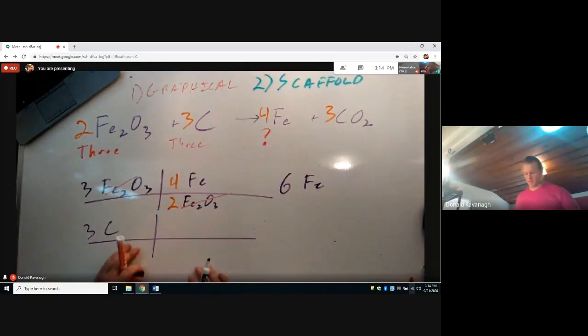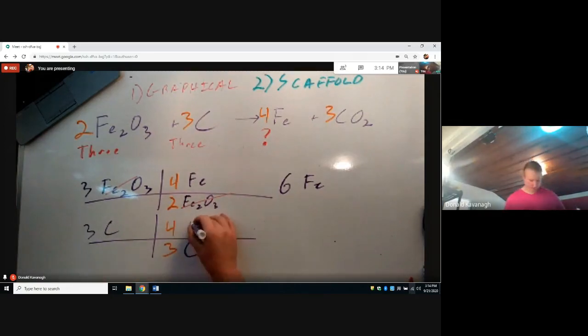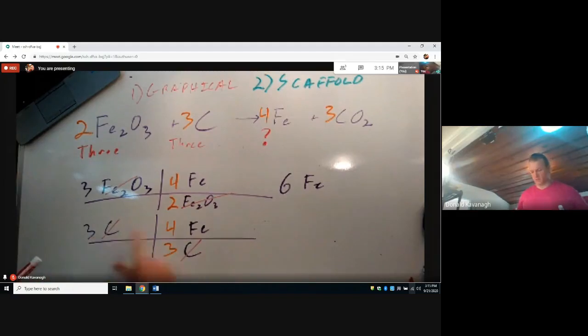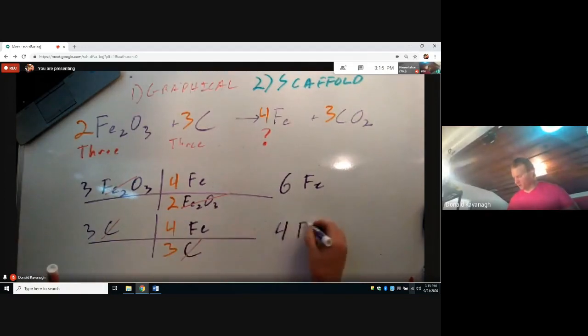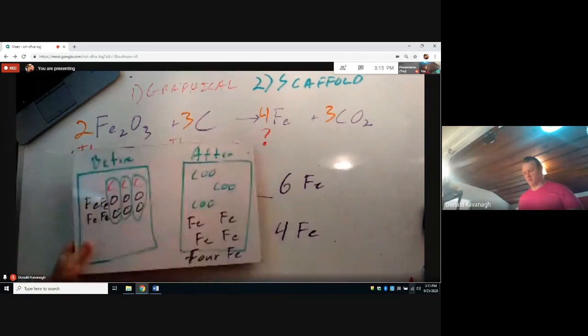For the carbon here, we use from the balanced chemical reaction what is necessary to make things cancel. Three times 4 is 12, divided by 3 is 4. That gives us 4 iron equivalents, the same answer we got from our second graphical method.